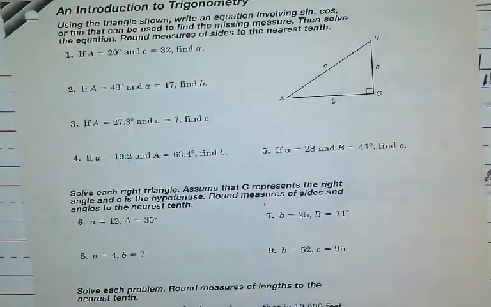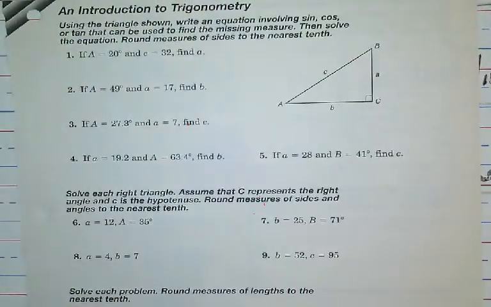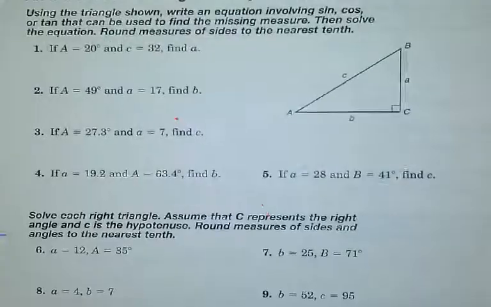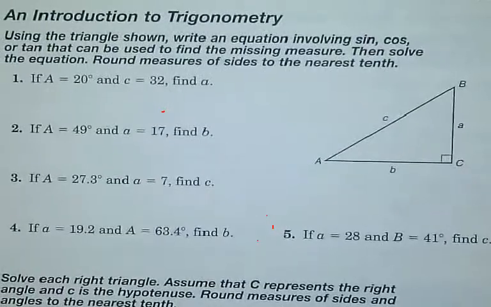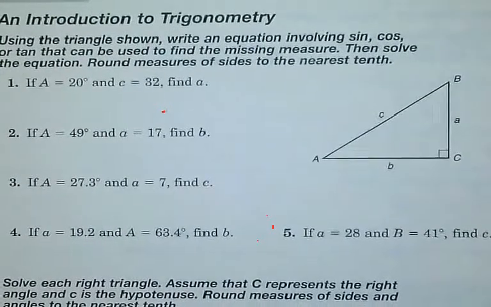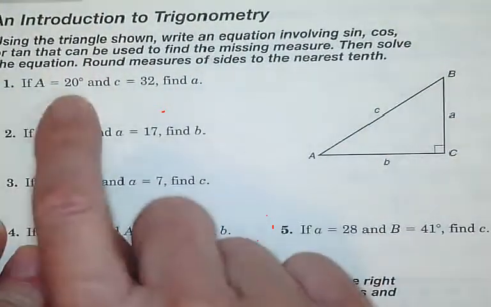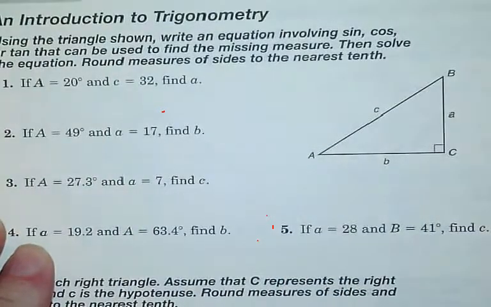Okay, so now we're going to be solving some triangles, finding lengths of sides. So let's look at a couple here. It tells you that we have angle A, that's this angle right here. Let me draw it for you. We know angle A is 20, so I'm going to put 20 right there. And then we know C is 32, so I'm going to put 32 right there, right? And they want us to find A.